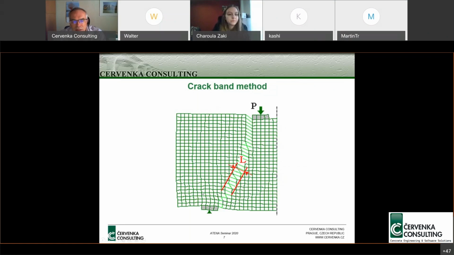Well, what does this mean in finite element analysis? It means that as the structure is loaded and the cracking develops, we see a localization of the cracking into a band of finite elements. So that's why this approach is called the crack band model.